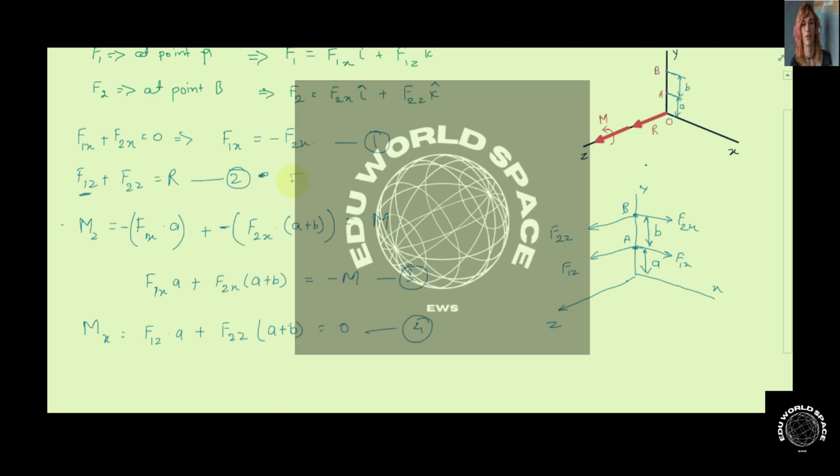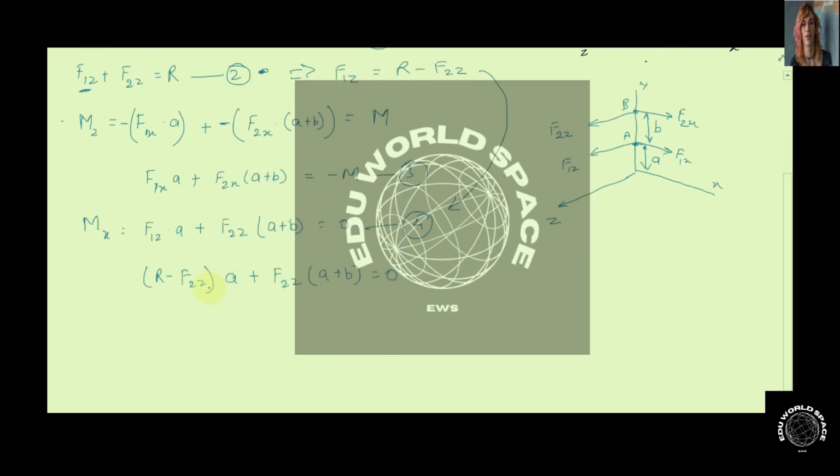So from here we can write F1z equals R minus F2z. So we can put this expression in equation 4. So this will be F1z, so instead of this we write (R minus F2z) multiplied by a plus F2z multiplied by (a plus b) equals 0. So from here we can get the value of F2z. So this will be Ra minus a times F2z plus F2z into (a plus b) equals 0.